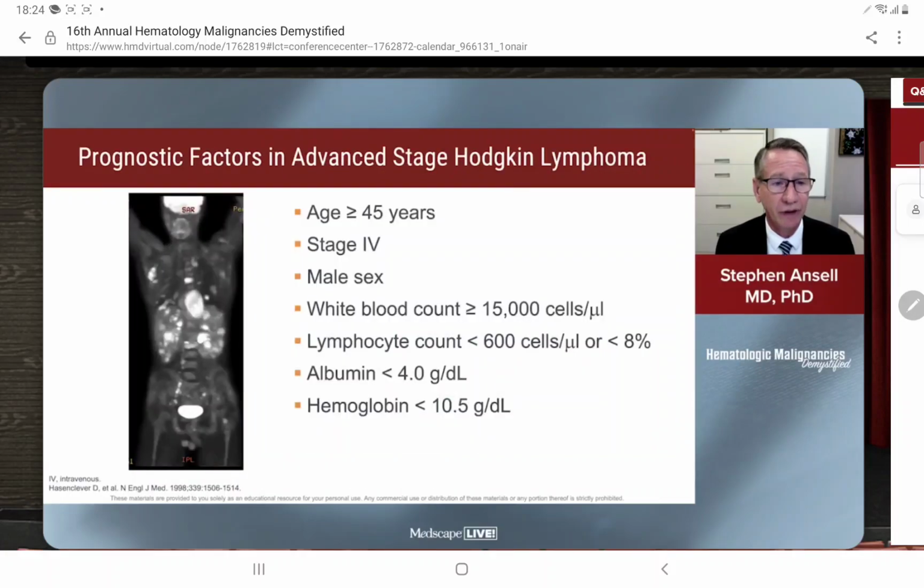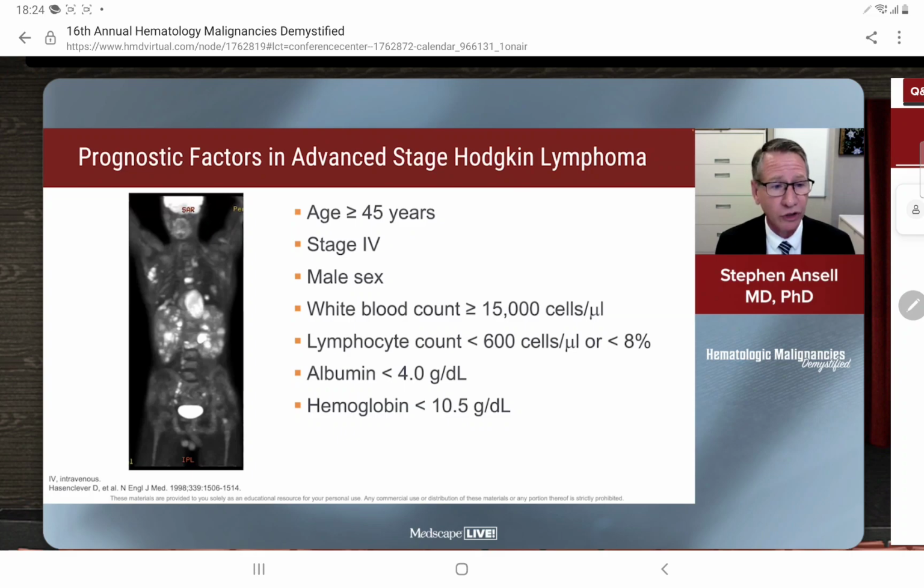This highlights advanced stage disease, and again, you can see on the PET scan, this patient now has extensive disease. There is disease on both sides of the diaphragm. There's also disease in both the liver and the spleen and bone involvement. Here, the prognostic factors are different, and you can see them highlighted here, being older, having advanced stage, including stage 4 disease, being male, and then a number of biochemical parameters are all associated with a poor prognosis.